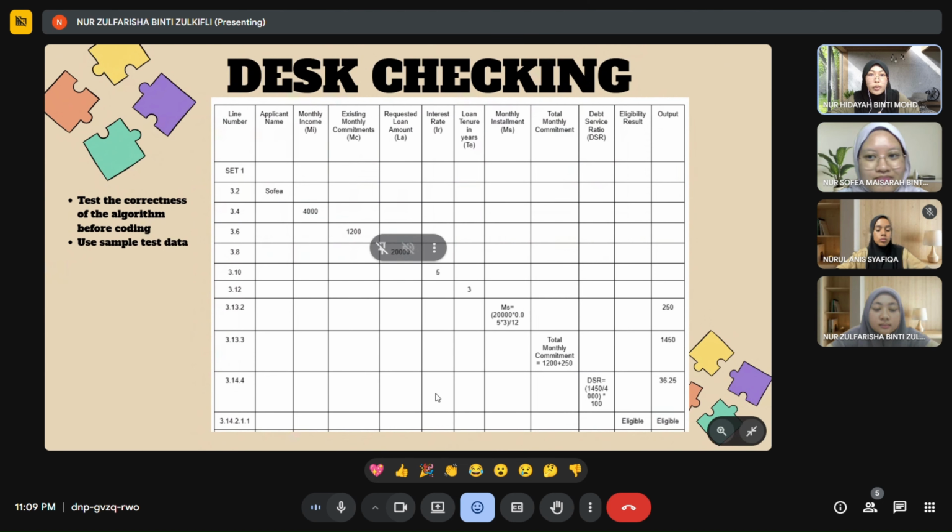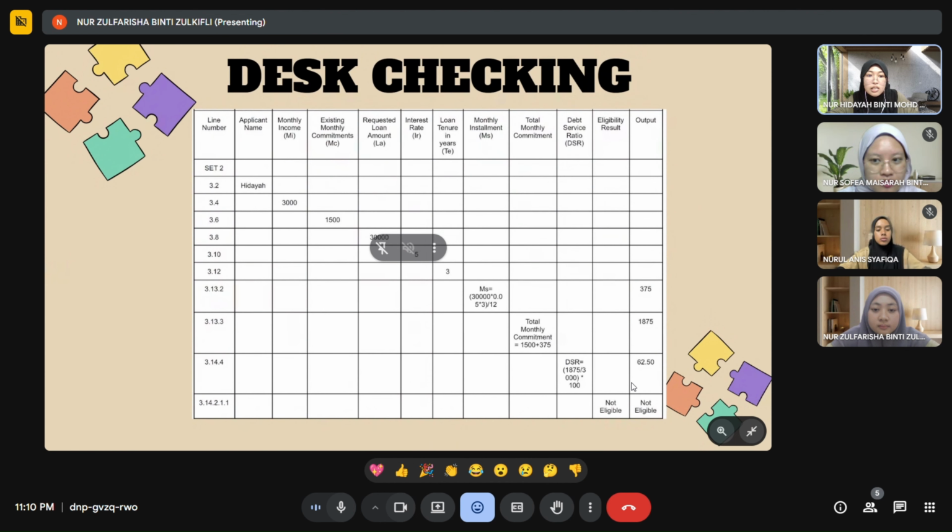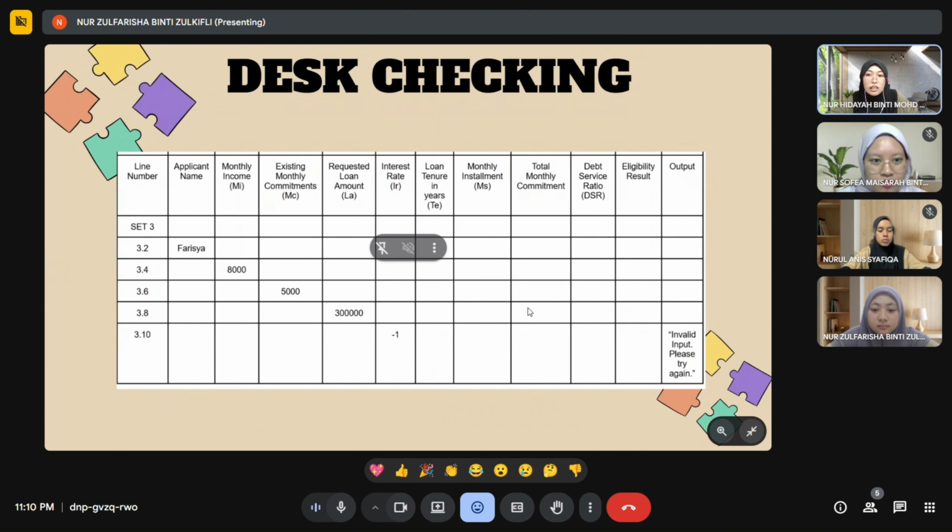So now I will explain the desk checking for the case study. Basically, desk checking is used to test the correctness of the algorithm before we do the coding. This test uses sample test data that will help to verify the logic is correct, the calculation is accurate, and the expected output is produced before the program is executed. Here is the first case for the eligible result. Next, here is the not eligible case. Next, and here is the last one for the invalid case.